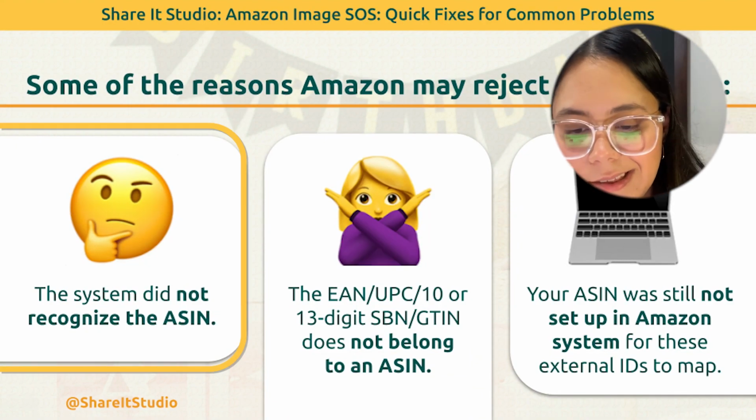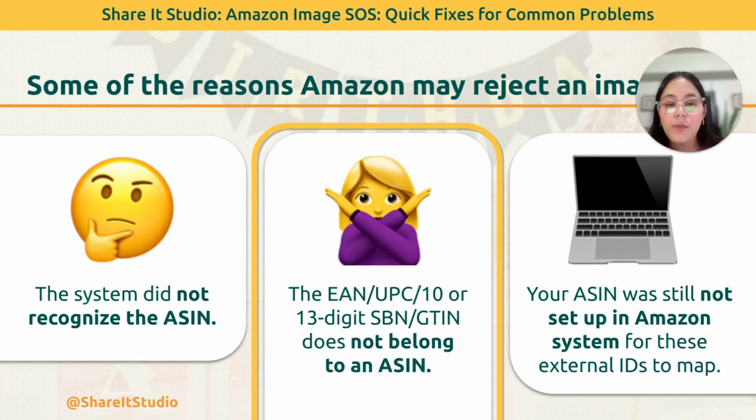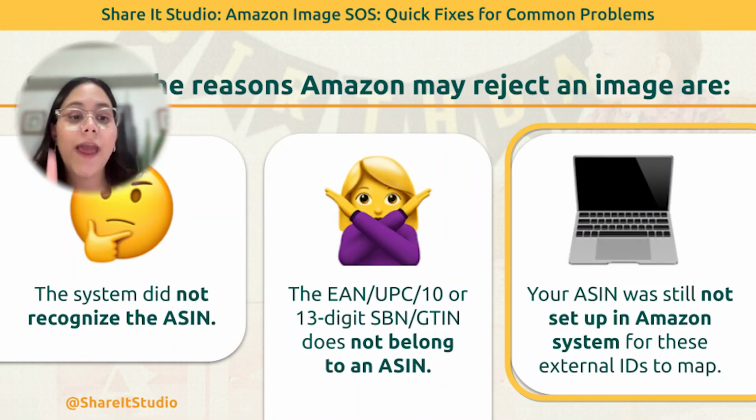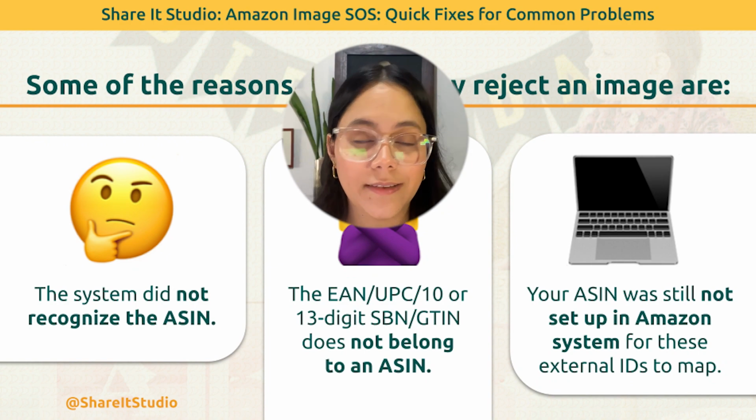Some of the other reasons why Amazon may reject an image can be that the system didn't recognize the ASIN, or that the EAN, UPC, 10 or 13-digit ISBN or GTIN does not belong to an ASIN. So you have to make sure that all of your information is literally compliant within itself. And last but not least, maybe your ASIN was not set up in Amazon's system for these external IDs to map. Before uploading the content, make sure that all of the registry, all of the information, all of the names are well written and actually accepted by Amazon so you don't get your images rejected.